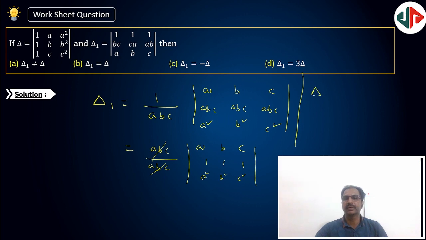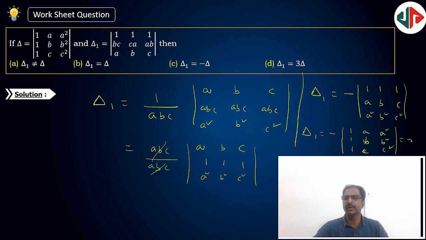So delta 1 is equal to. Now interchange first row and second row, then you get minus sign. Interchange first row and second row. Now we know that determinant of a matrix and determinant of its transpose both are same. So take transpose now. This is nothing but delta, so it's minus sign. So delta 1 is equal to minus delta.